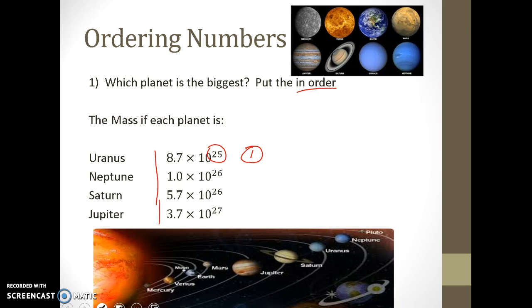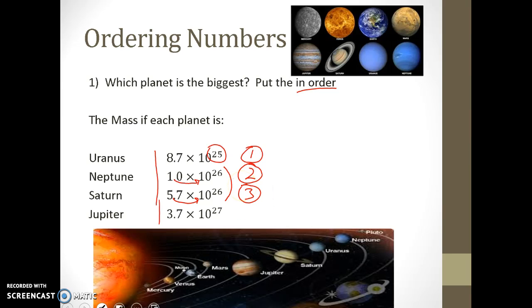Then we have two planets that have the same exponent here, 10 to the 26th. And so this decimal would be moved 26 spaces to the right. This decimal would be moved 26 spaces to the right, but because 1.0 is less than 5.7, this is going to be the second smallest planet. And then Saturn is going to be the next smallest planet.